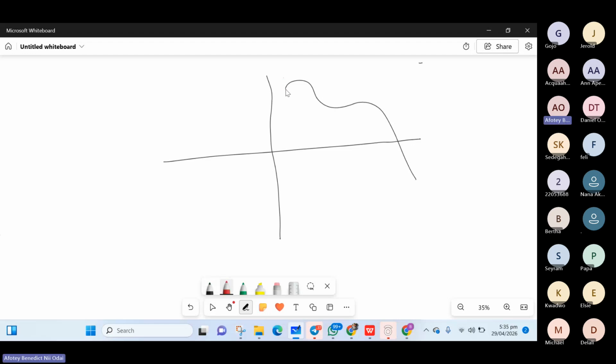Between this point and this point, it's increasing. Between this point and somewhere here is decreasing. Between these two is decreasing. Or from this place going is decreasing. What am I trying to say?